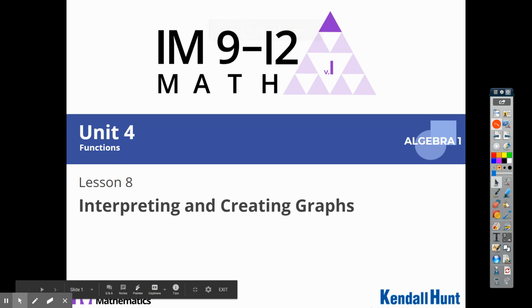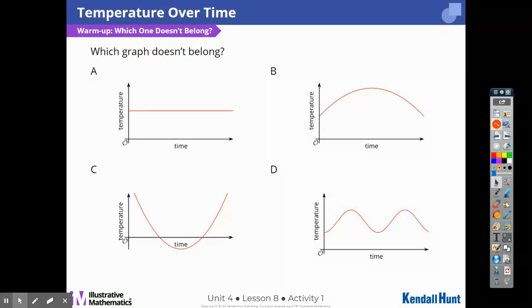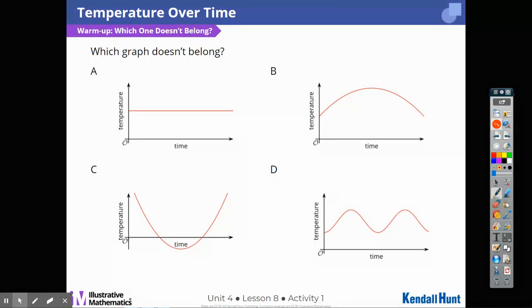All right, so today we're doing Unit 4, Lesson 8, Creating and Interpreting Graphs. So we're going to be sketching a couple of graphs today, so if you don't have that paper, go ahead and get your math notebook out. Which one doesn't belong? All right, so each of these doesn't belong for one reason or another.